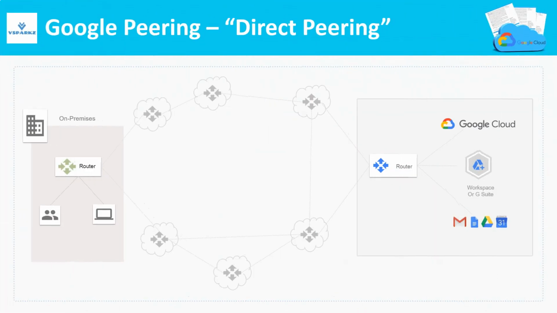Direct peering. Direct peering allows you to establish a direct physical connection between your on-prem network and Google's Edge network. Google's Edge location, co-location, POP location, or peering site, everything refers to the same thing. It's nothing but Google's data center, where it allows its customers to connect to the networks directly.